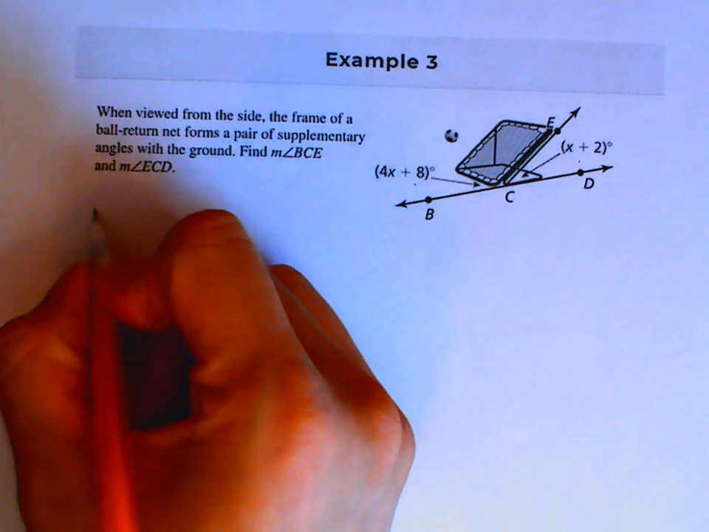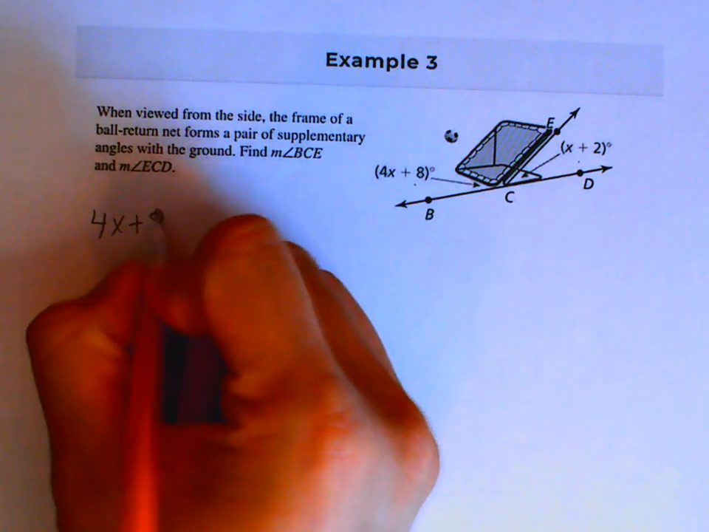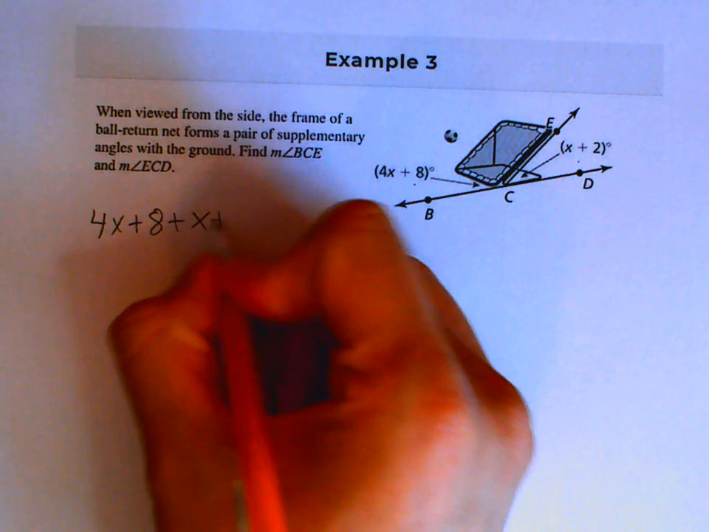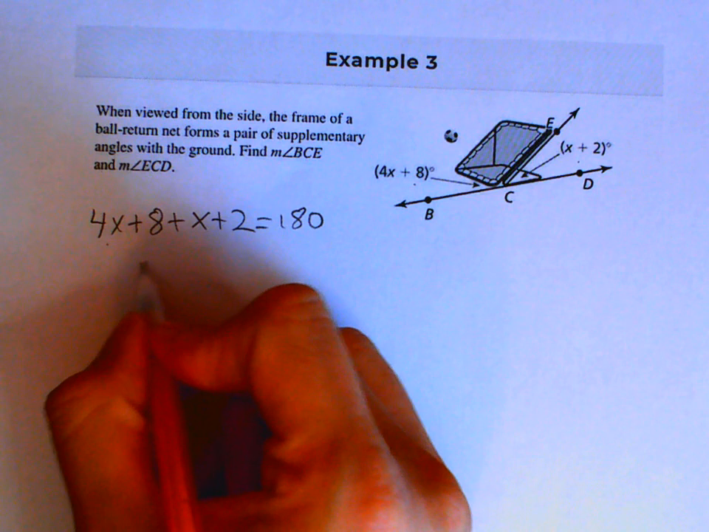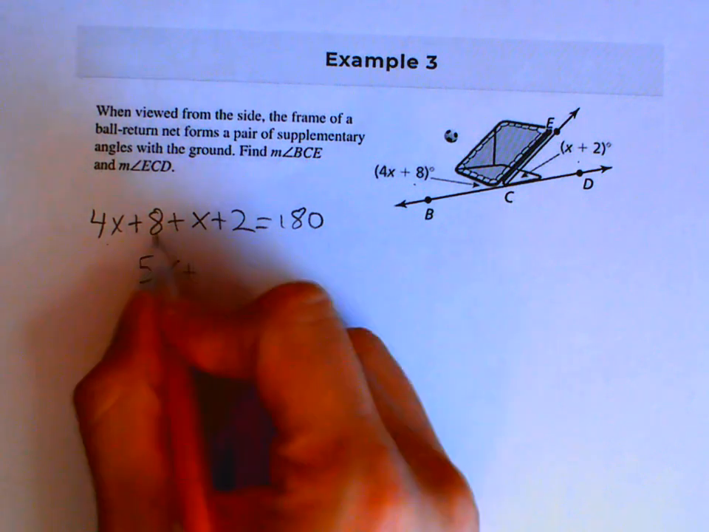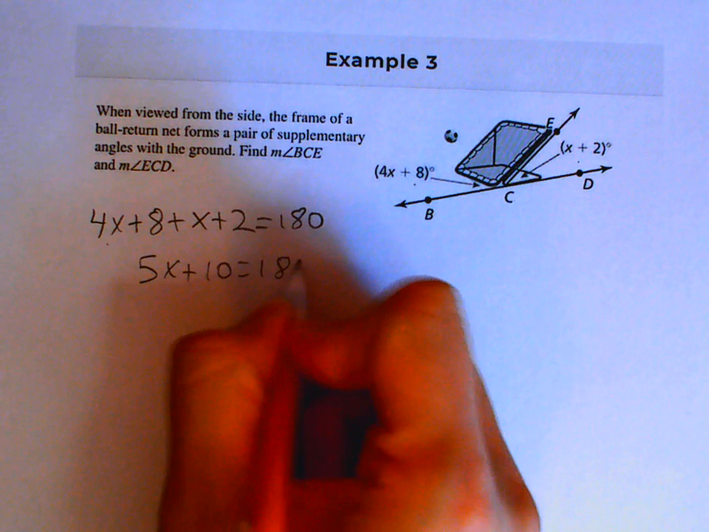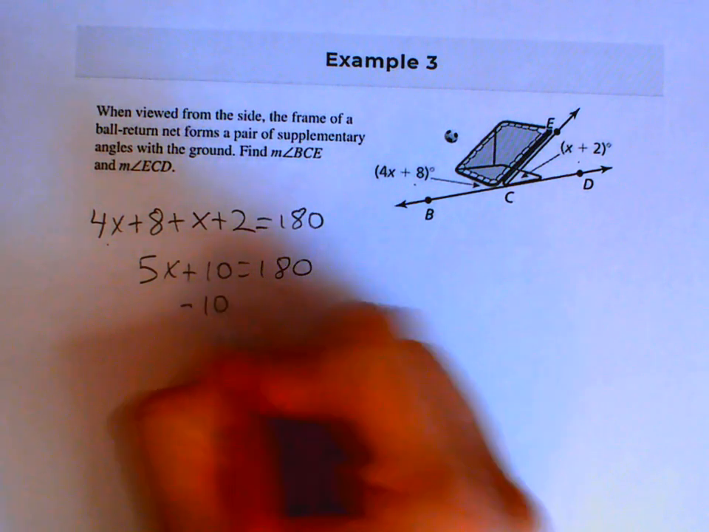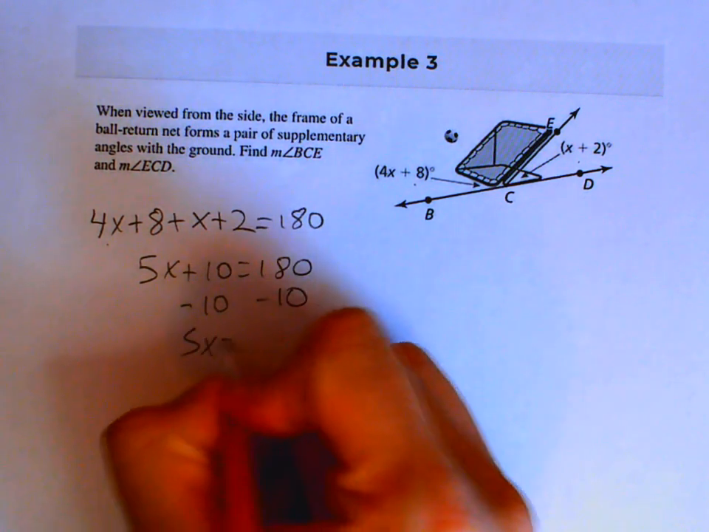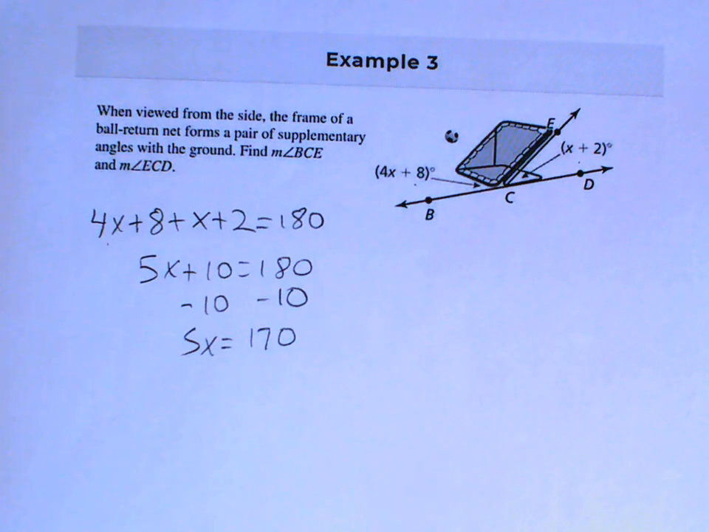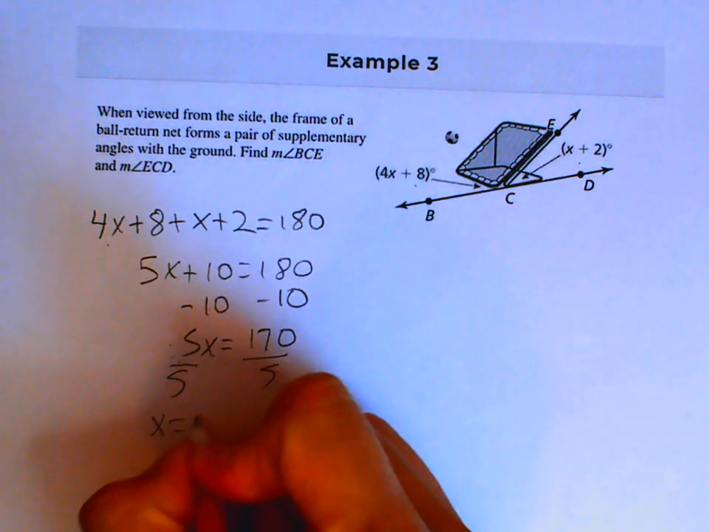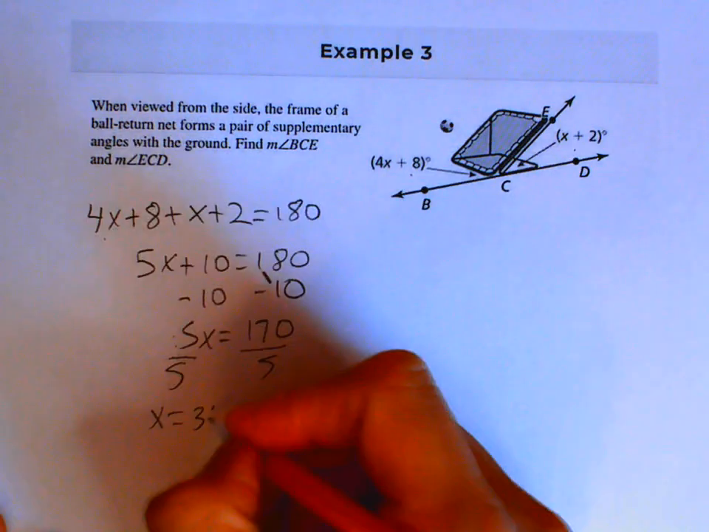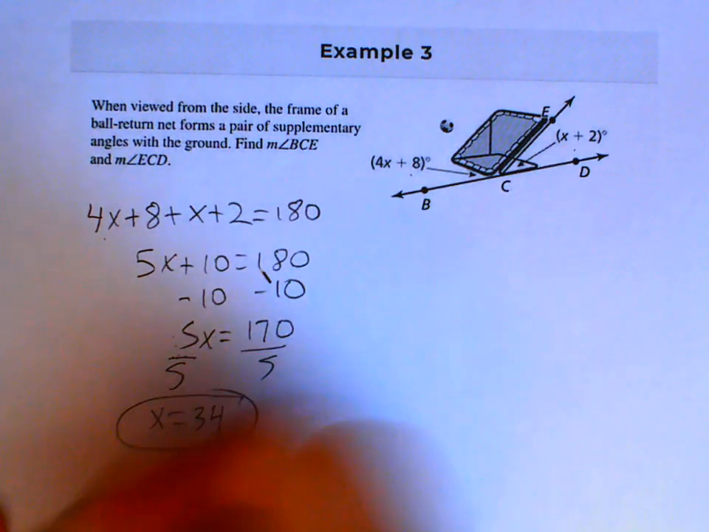So let's do one thing at a time. 4x plus 8 plus x plus 2 equals 180. Combine the like terms, 4x plus x. That's 5x plus 8 plus 2, that's 10. And solve for x, a two-step equation. Subtract 10. And you get 170 equal to 5x, so you divide both sides by 5. And x is equal to 34.